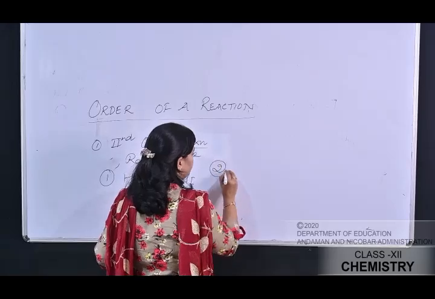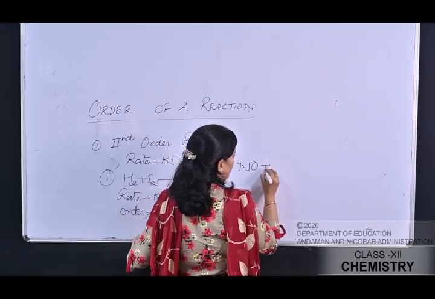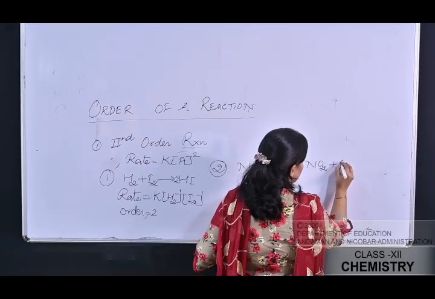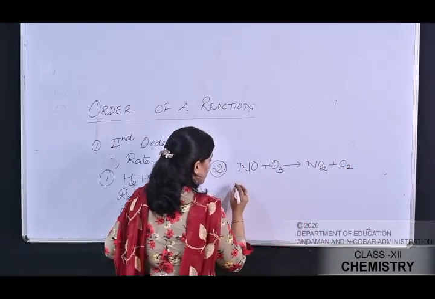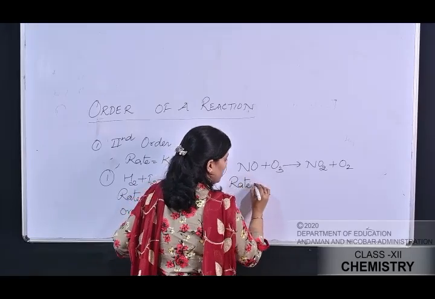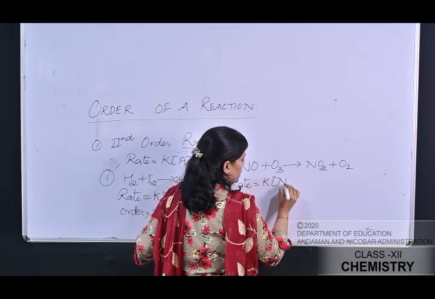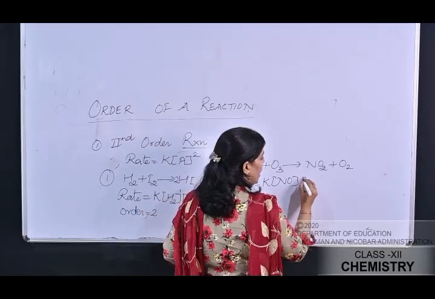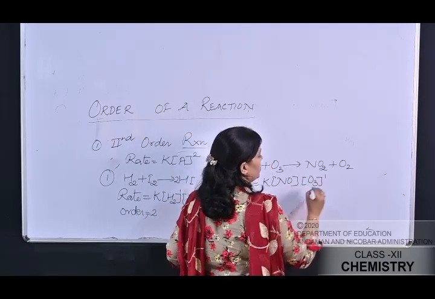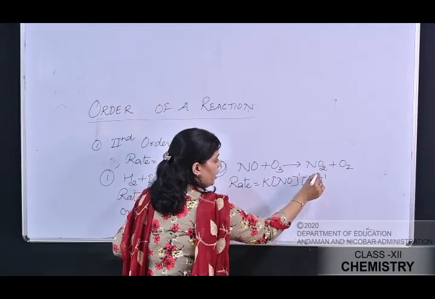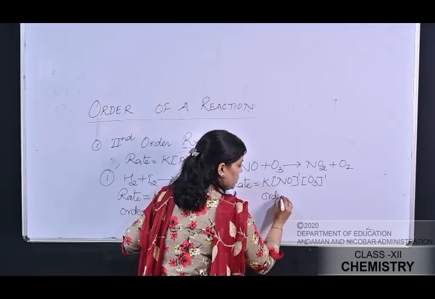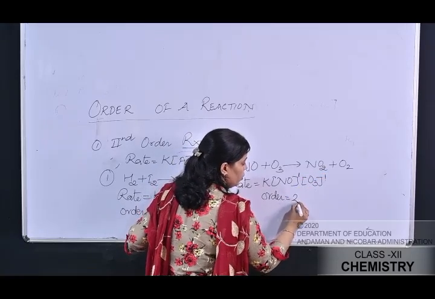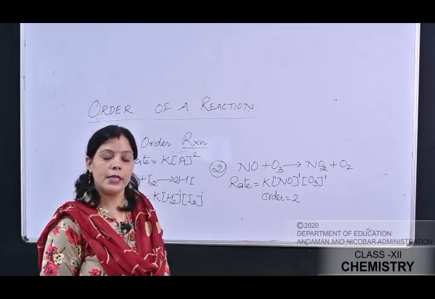Second example is nitrogen oxide when combined with ozone to give nitrogen dioxide plus oxygen. For this reaction, on experimental studies we found that the rate of the reaction is directly proportional to the concentration of nitric oxide raised to power 1 and the concentration of ozone also raised to power 1. It means the order for this reaction is 1 plus 1, that is equal to 2. So these are the examples of second order reaction.